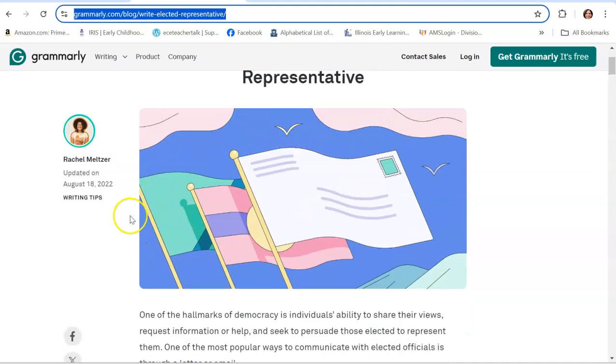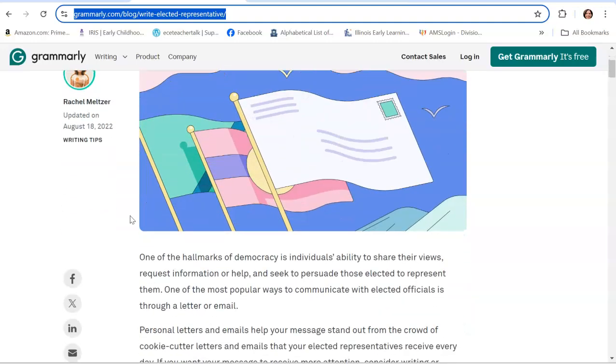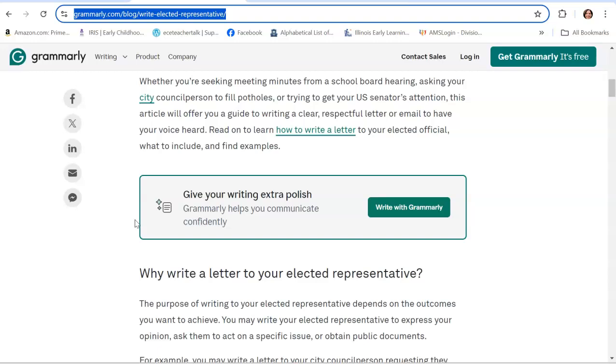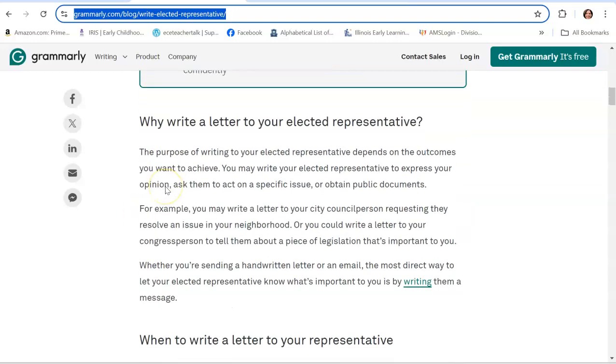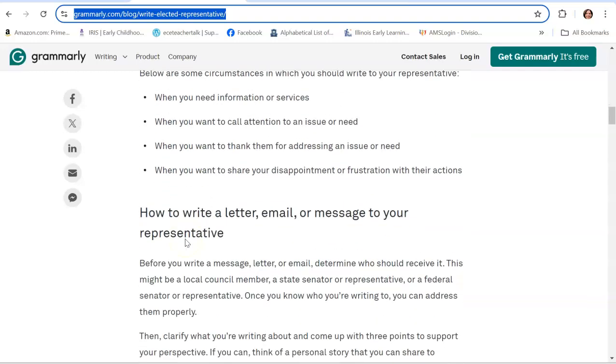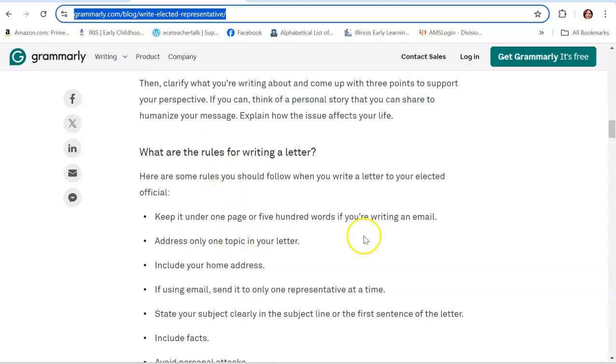I really like this. This is actually just from Grammarly. So it walks you through the process of writing a letter to an elected official. So it talks about why you might write a letter, when you might write a letter, how you write a letter, what are the rules. So these are great things to keep in mind when you're writing letters to representatives. You want to keep a positive tone. You want to keep it to one page. You really want to just stick with one topic.